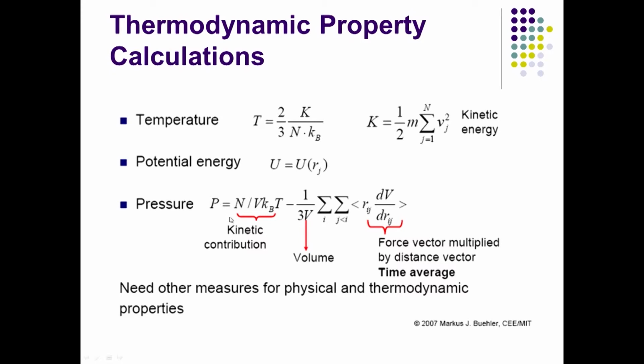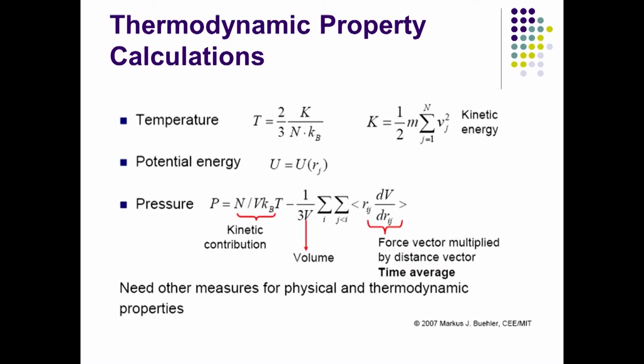So, the pressure is n kBT over volume, which is the kinetic contribution to the pressure, almost like atoms hitting the wall and creating pressure there. And then you go into the volume part of it, because this pressure is related with the volume. Then we are looking at the force vector multiplied by the distance vector on the time average. So, now we are looking at the changes in the potential energy function with respect to time, and that is providing us the configurational energy, which is contributing to the pressure.